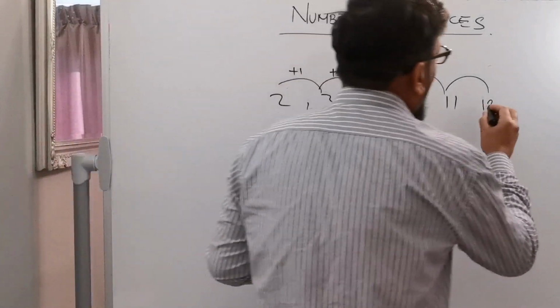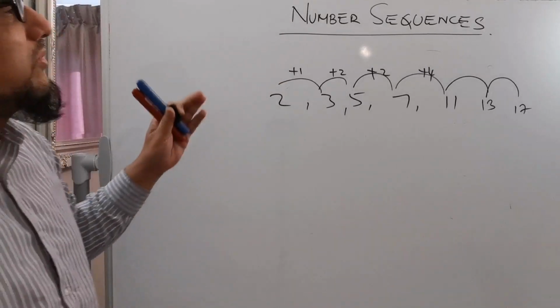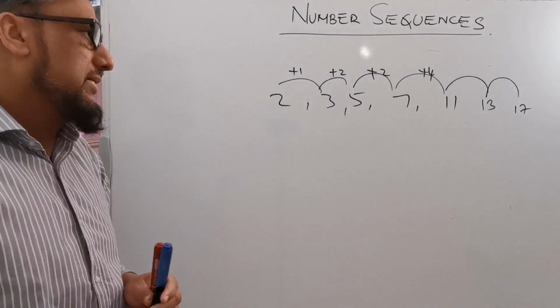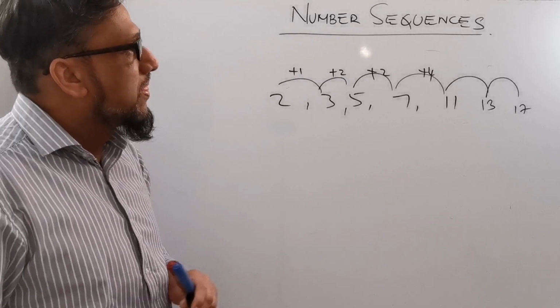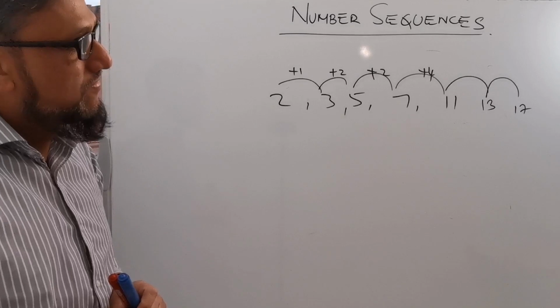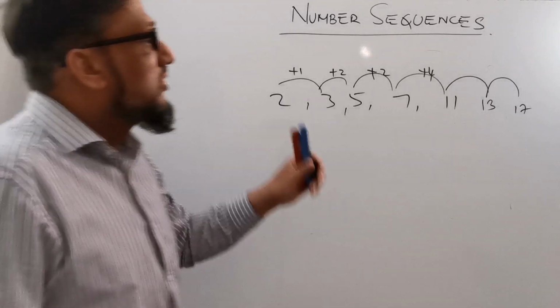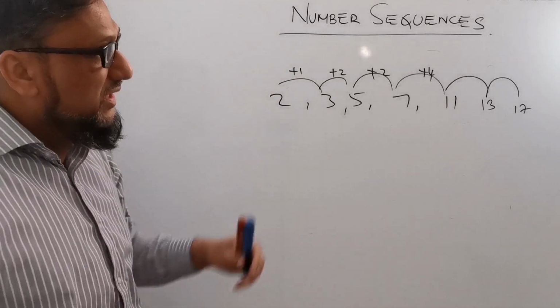And also the next one is 17. Because prime numbers are those numbers which cannot be divided by any number except themselves. So these are the prime numbers. They may give you some exam questions in the past on the prime number sequence.